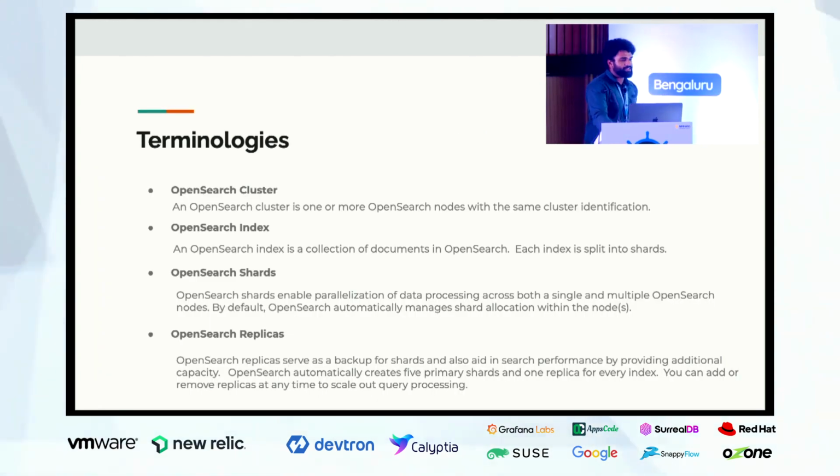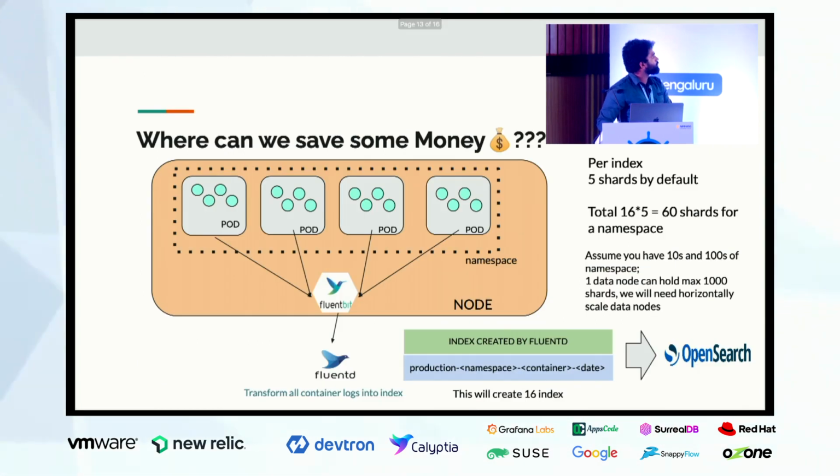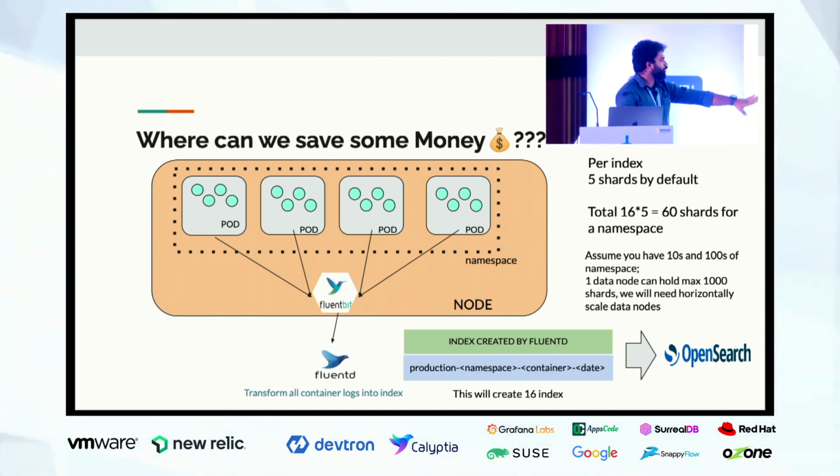There are certain terminologies that you can refer to, and sharding is also one concept that we can refer to in OpenSearch. Now, where can we save the money? Basically we will have a node, within the node we will have namespaces, within the namespace we will have pods, and inside pods we will have containers. Fluentbit will collect the logs from all the containers and send them to Fluentd, and Fluentd will send them to OpenSearch. In this case Fluentd sends and indexes all the logs at container level.